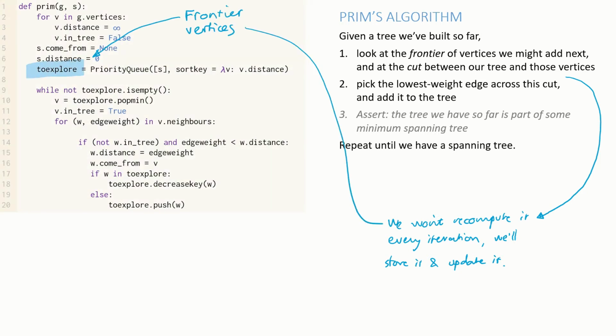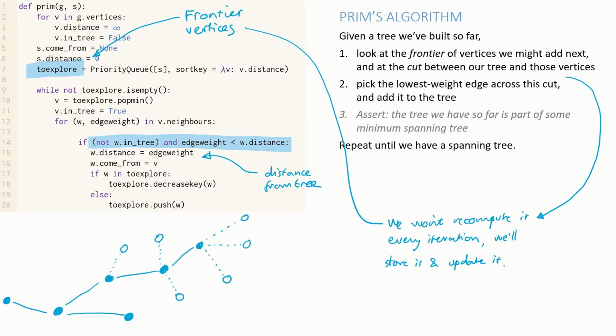Here is what Prim's algorithm does. It uses a priority queue to store the frontier. You should be having flashbacks to Dijkstra's algorithm right now. The only difference between this and Dijkstra's algorithm is that there's slightly different logic for setting the keys for vertices. We want the key to measure the distance from each vertex to the tree that we're building up.